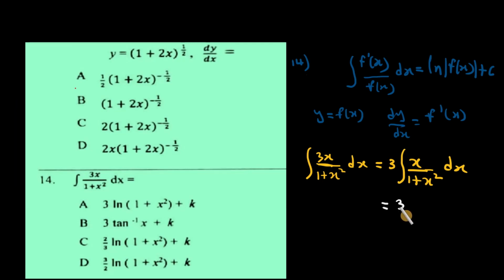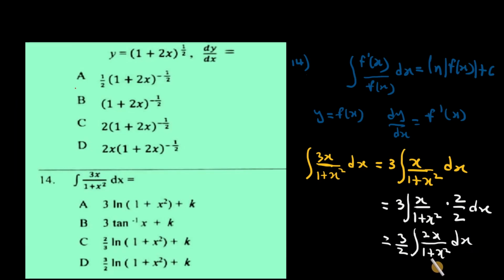That is 3 integral of x over 1 plus x squared times 2 over 2. You know, 2 over 2 is the same as 1, dx. So I have not changed anything, it's still the same. We have factorized this 2 in the denominator outside. I'm going to have 3 on 2 integral of 2x all over 1 plus x squared dx. That means 2x at the numerator is the differentiation of the denominator according to this formula. That means I can now write 3 over 2 ln of 1 plus x squared plus k, the constant of integration. The right answer is this one, which is D.